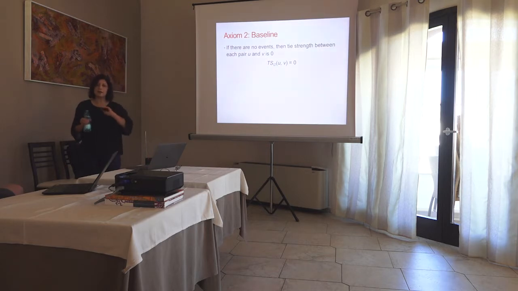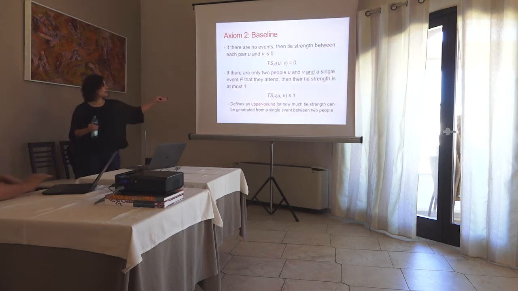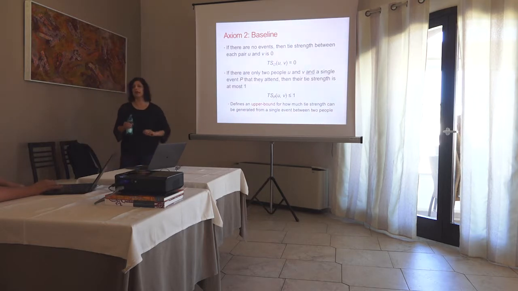And so if there are absolutely no events, then the tie strength between 2 people is 0. And then the next thing is that if I have 2 people and 1 single event that they attended, then at most their tie strength is 1. Again, I want to be able to have bounds on the tie strength. So I want to know what 0 means and what 1 means, and that's our baseline axiom.